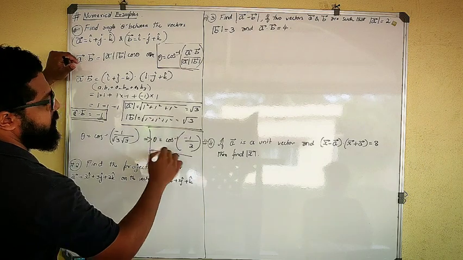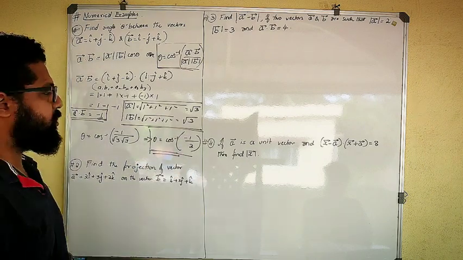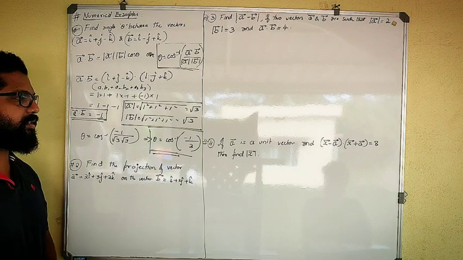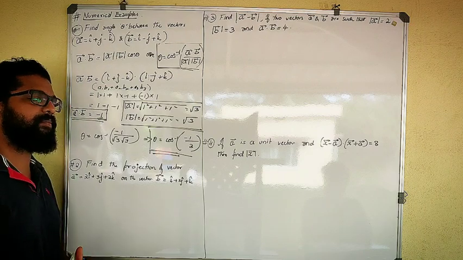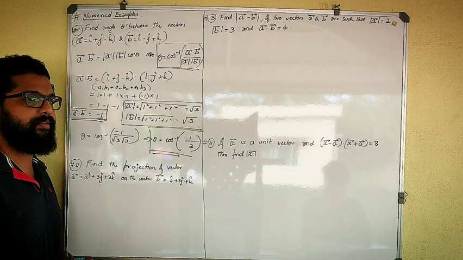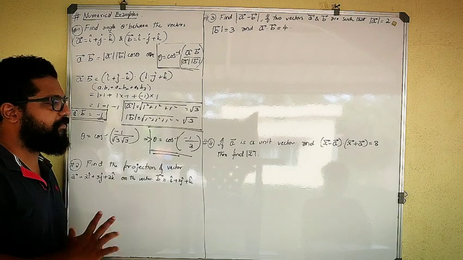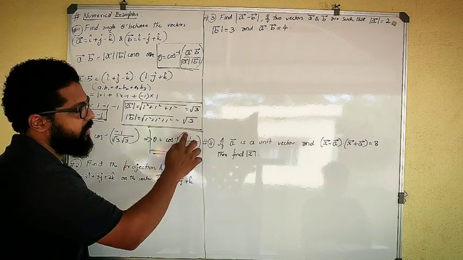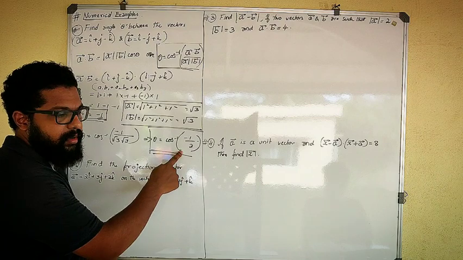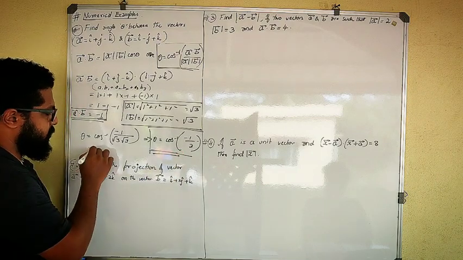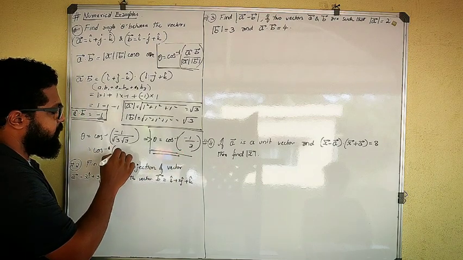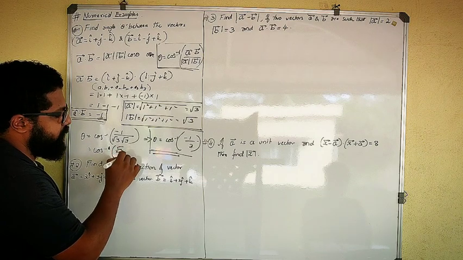This is my answer. Understood? So this is the angle. Cos inverse of minus 1 by 3 is your answer for the angle between two vectors. Now, if in case there was a number here instead of minus 1 by 3, something like cos inverse of minus root 3 by 2.